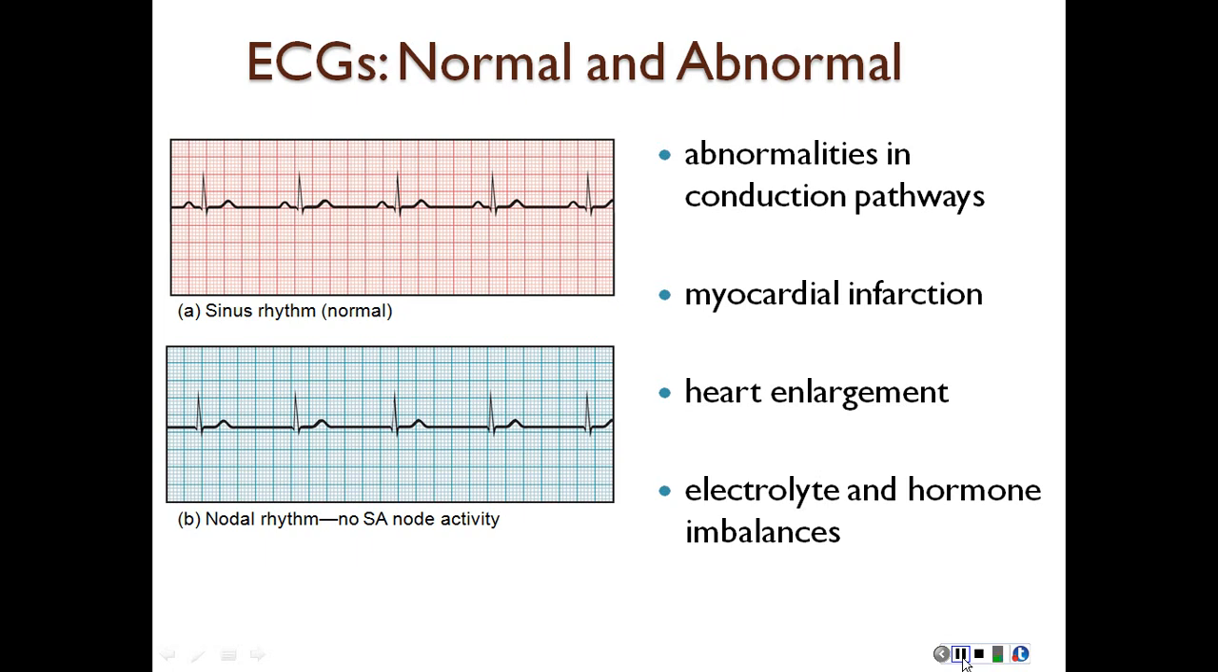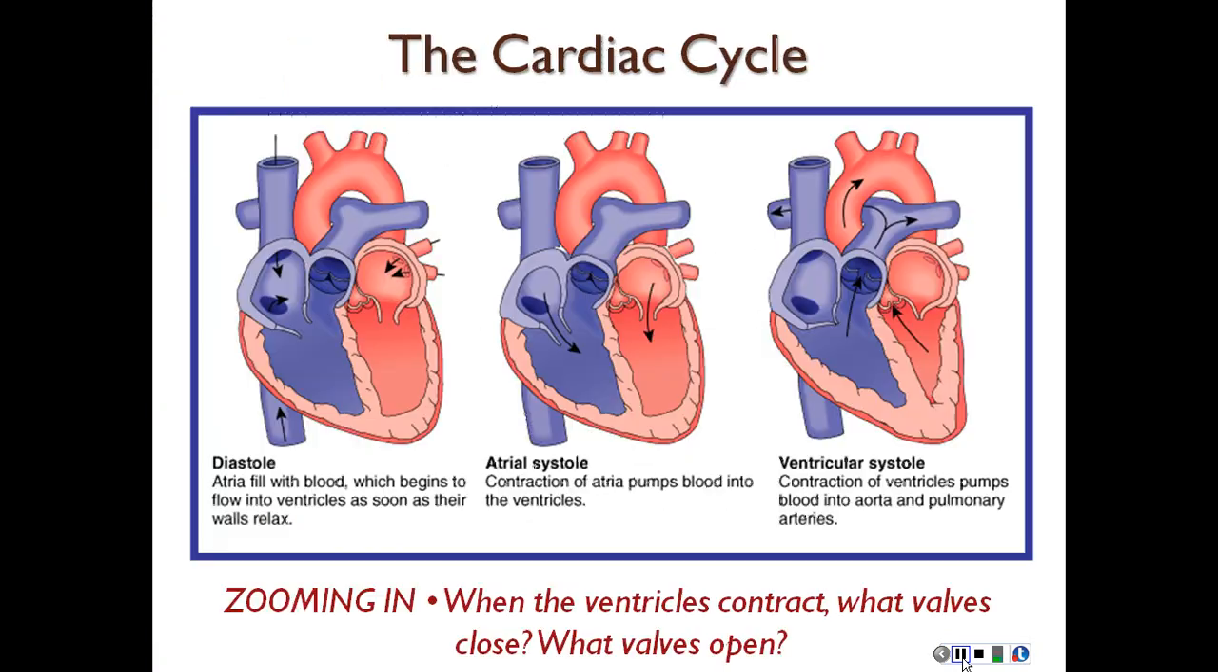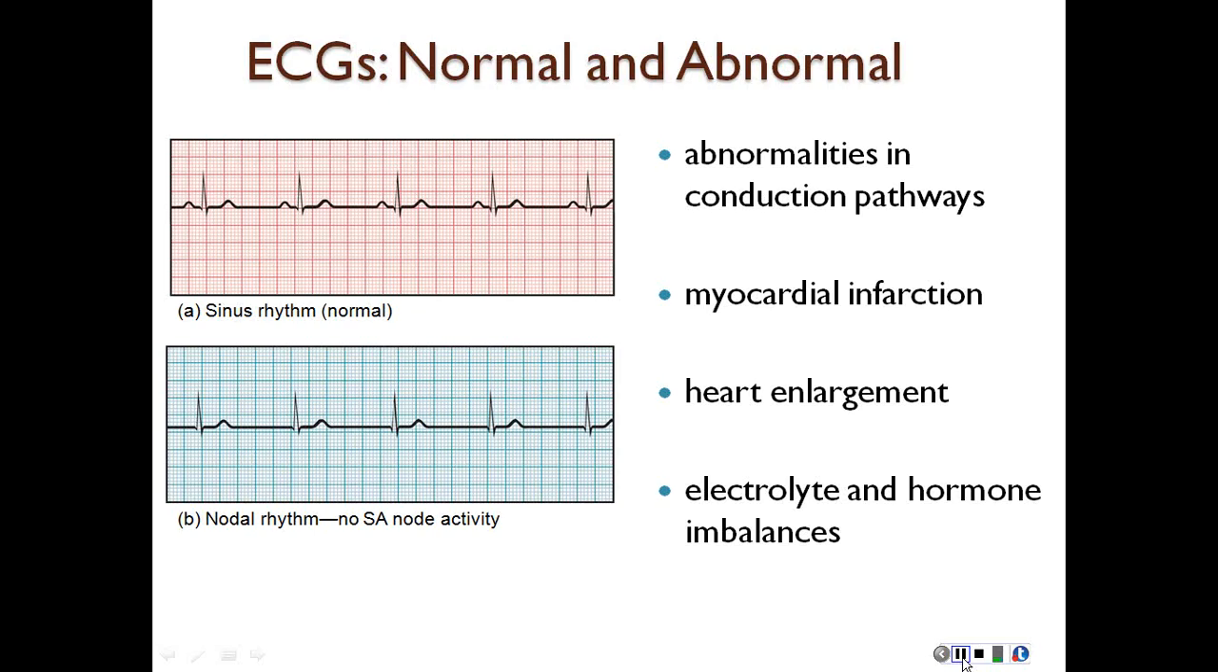Okay, so that would be something we call a nodal rhythm. A nodal rhythm occurs when the SA node is not firing. And there's something else I want to say about that. Write down somewhere nodal rhythm. A nodal rhythm occurs when the SA node is not firing, but the AV node is. So the AV node takes over as the pacemaker.